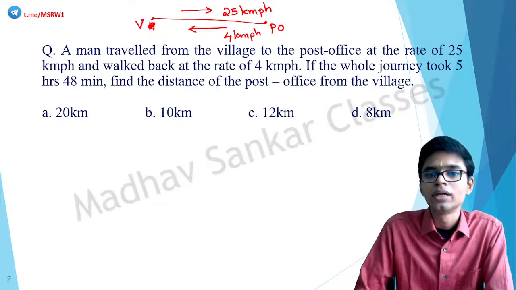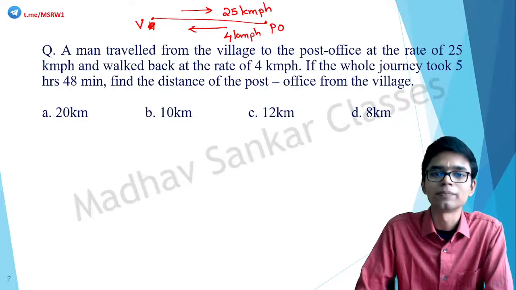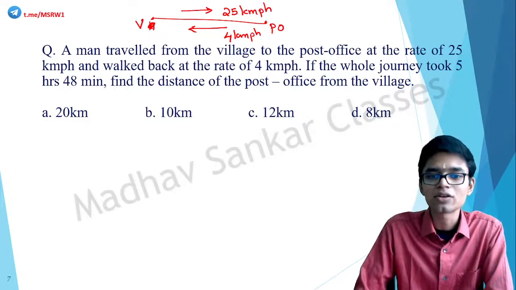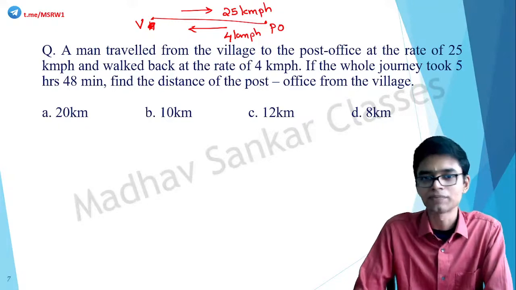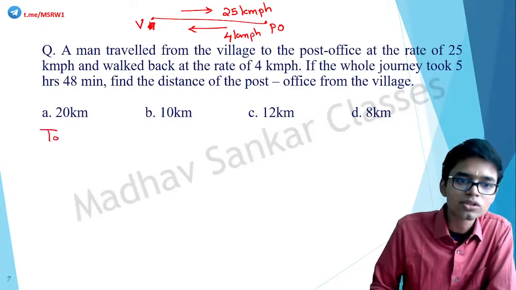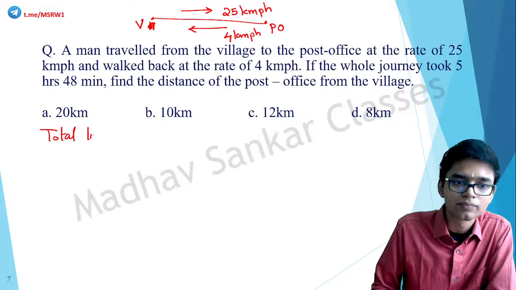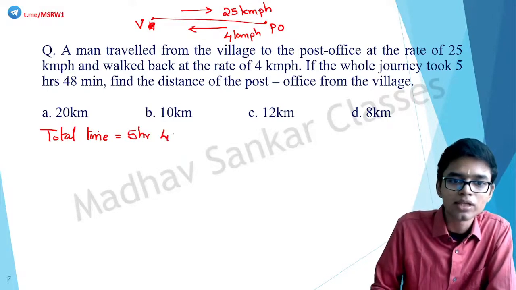If the whole journey took 5 hours and 48 minutes, so total time is equal to 5 hours 48 minutes. Find the distance of the post office from village. That is the question. Okay, so let's start. Total time is equal to 5 hours and 48 minutes.